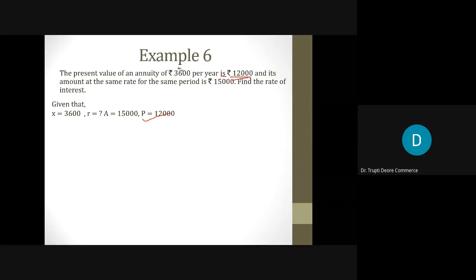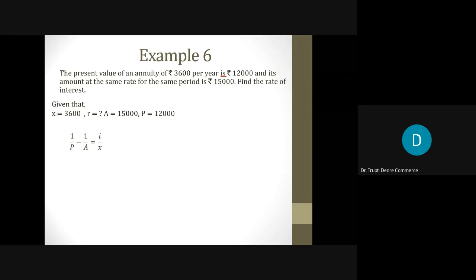Okay, what is given? X is given, that is 3,600 per year. Amount is given 15,000 and the present value is given 12,000. What we have to find out? Find the rate of interest. So we have to find out R. So what is given? A, P, X, and we have to find out R. So for R, we have to find out I. So we use the formula of relationship, that is 1 upon P minus 1 upon A is equal to I upon X.